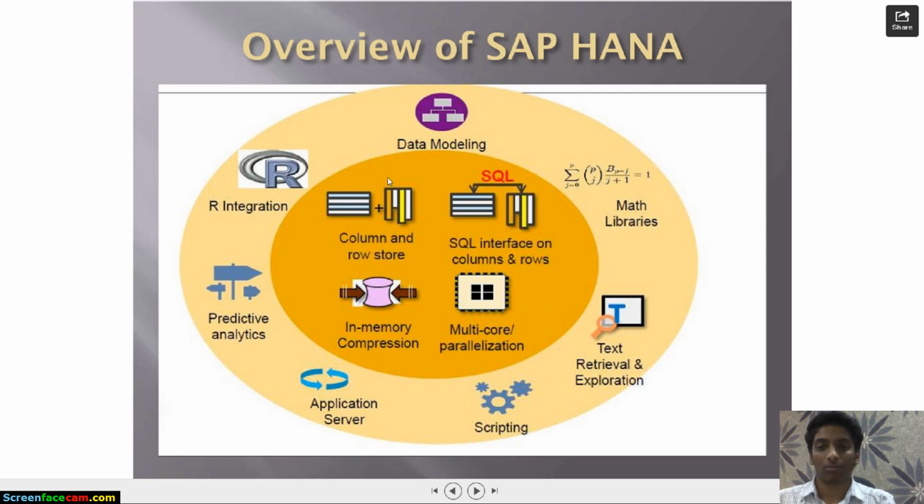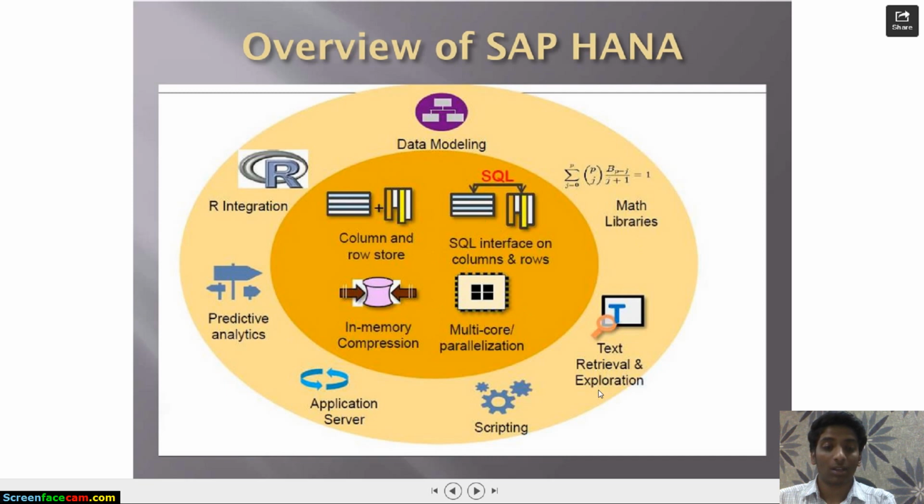In the core we have the column and the row store and the SQL interface on the column and the row store. There is a lot of compression being done. The in-memory databases compress data. If we have a huge amount of data and very few bits and pieces of memory being used, there is a lot of compression that these in-memory databases do, hence reducing the storage as well as saving time in retrieving results from the database. And obviously this multi-core parallelization is a big advancement and advantage to in-memory computing.